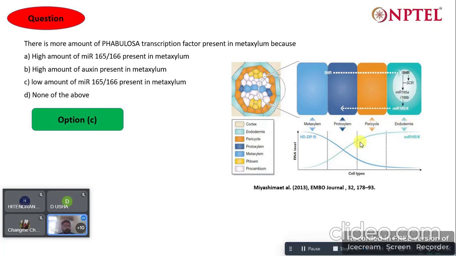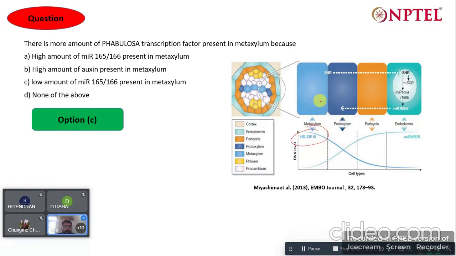So it will have more concentration towards the layers that are near the endodermis; it moves to the nearby cells towards the inside. The regions that are near the endodermis will have a high concentration of this MIR. Like that, a concentration gradient is formed, and in the metaxylem it will have very low concentration. As these MIRs are low in metaxylem, the Phabulosa transcription factor, that is the homeodomain transcription factor, is more in metaxylem as compared to the endodermis.